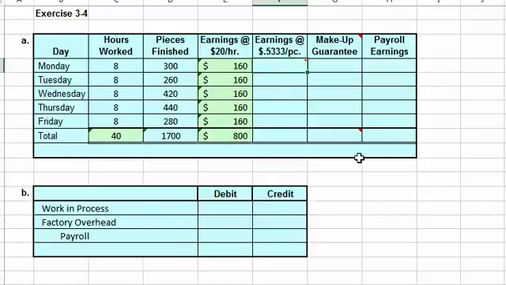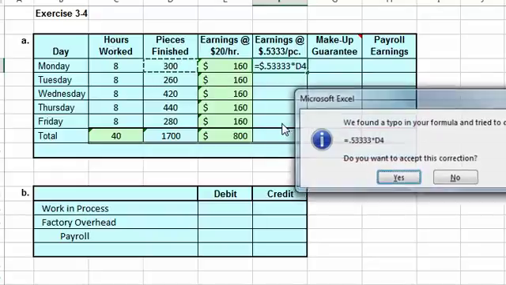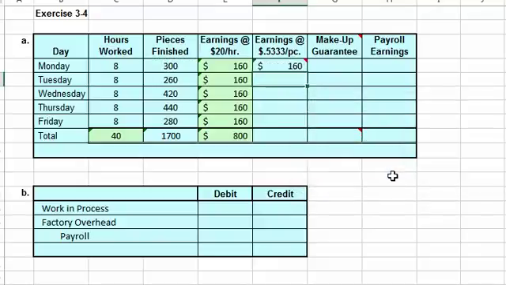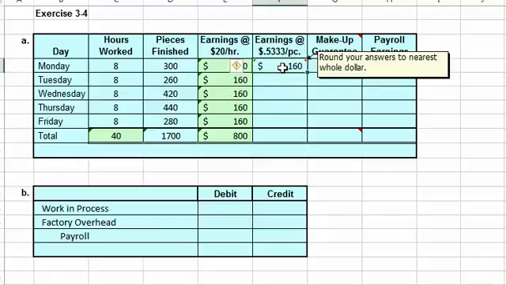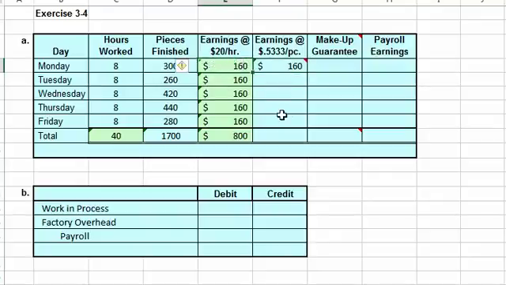First, though, we want to fill out this column for each one, you guys. So we're going to say the 53.33 cents times the number of pieces finished. Okay. So what happens when she hits exactly 300 pieces? Then her pay is exactly $160 based on production. Well, we're going to pay her $160 at a bare minimum anyway. So her payroll earnings for Monday would be $160. We're never going to let it go below 160. If she doesn't do enough production to get to the 160, then that difference is going to go into this makeup guarantee, which we'll treat as overhead.